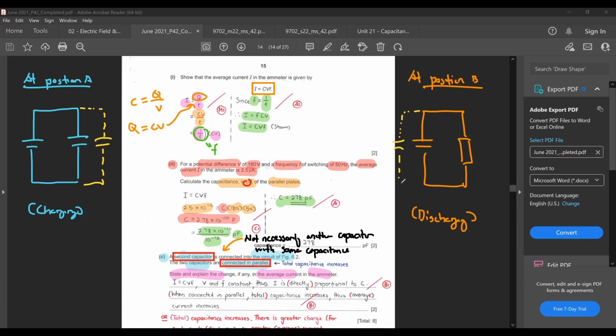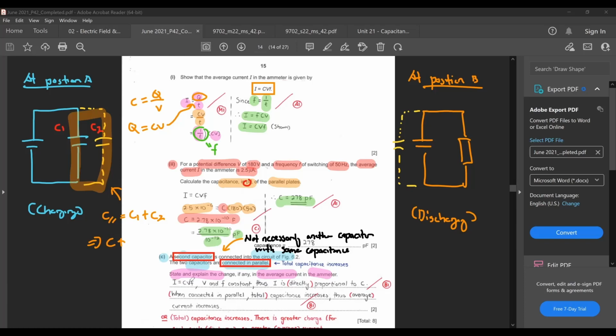So if this one is C1 and this is C2, because this is connected in parallel, you add it like you would resistances in series. So this one will be C1 plus C2. So capacitance is considered to have increased here. Okay.